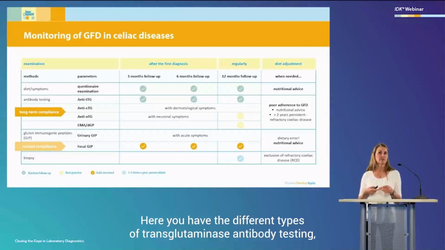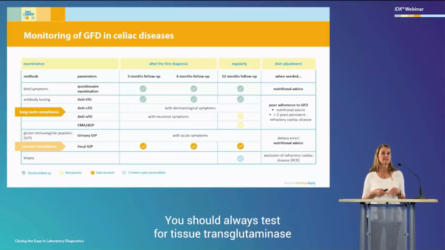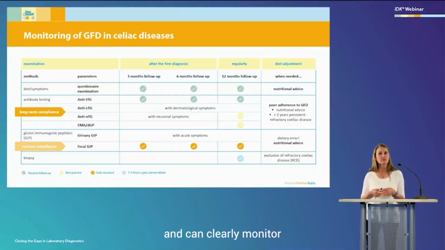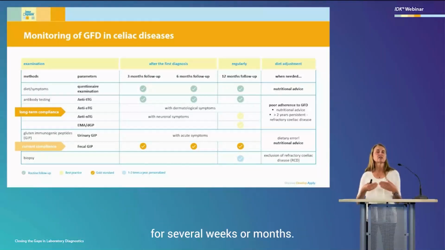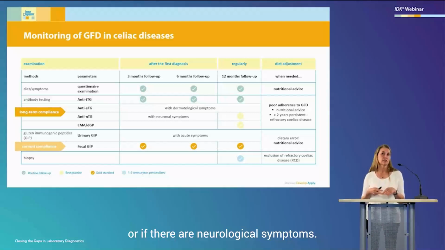Here you have the different types of transglutaminase antibody testing: the tissue transglutaminase, the epidermal, and the neural transglutaminase. You should always test for tissue transglutaminase because it's the basic diagnosis for celiac disease and can clearly monitor the adherence to the gluten-free diet for several weeks or months. The others, ETG and NTG, can be tested with skin symptoms or if there are neurological symptoms.